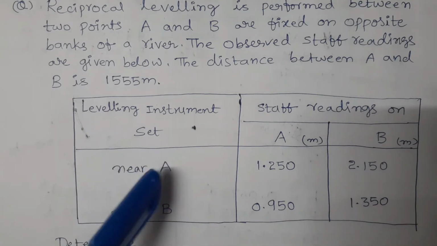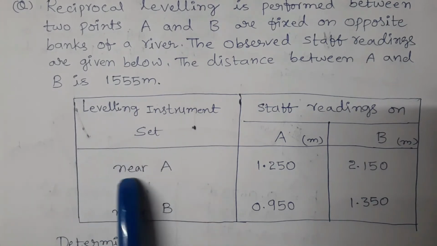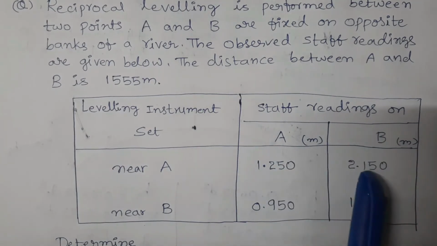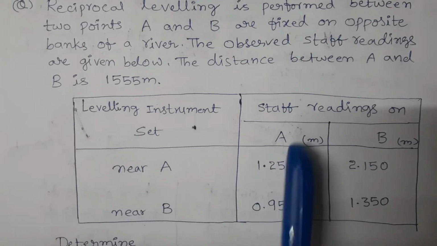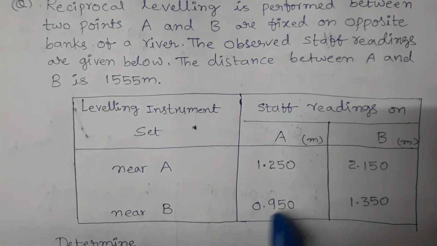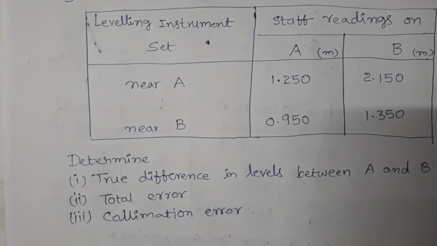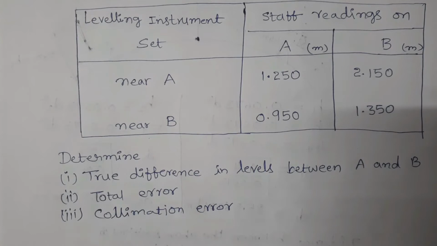The leveling instrument is set near A, then near B. When it is set near A, the staff reading on A is 1.25 and on B is 2.15. When the instrument is set near B, the staff reading on A is 0.95 meters and on B is 1.35 meters. Determine the true difference in levels between A and B. Number 2, total error. Number 3, collimation error.